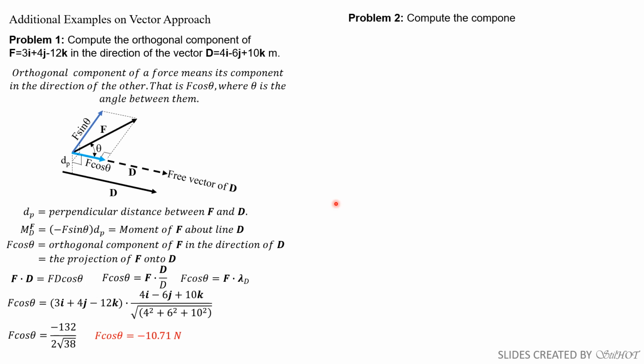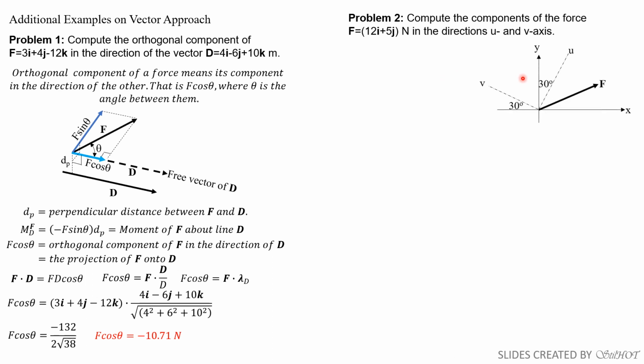Problem 2, compute the component of the force F = 12i + 5j in the direction U and V axis. So this is the figure, then we can actually compute the angle of F with the positive x-axis because the components are given. Then F magnitude is square root of 12 squared plus 5 squared equals 13 newtons.